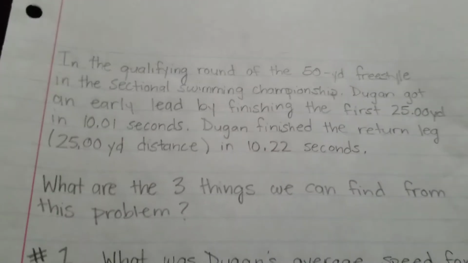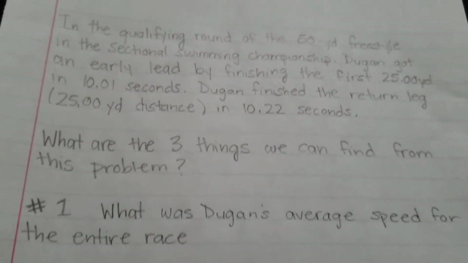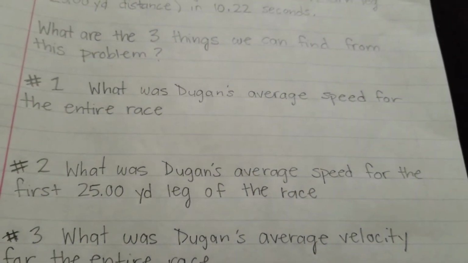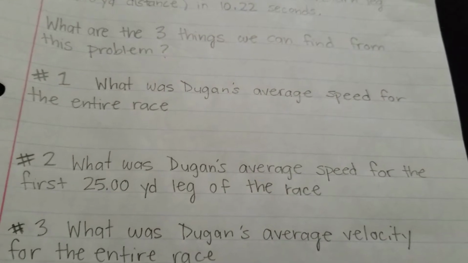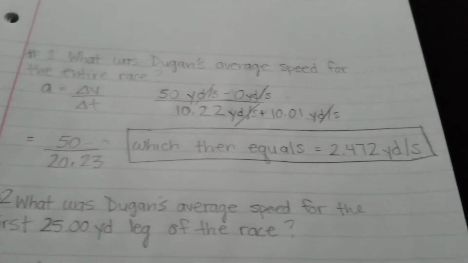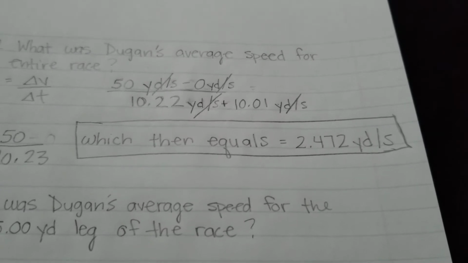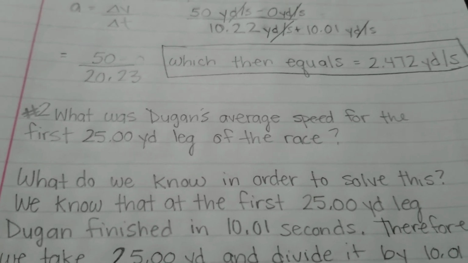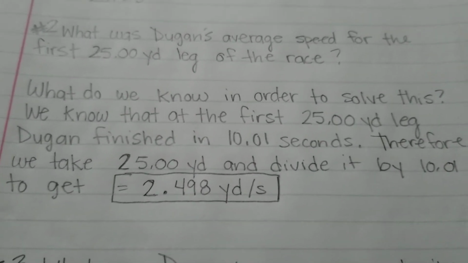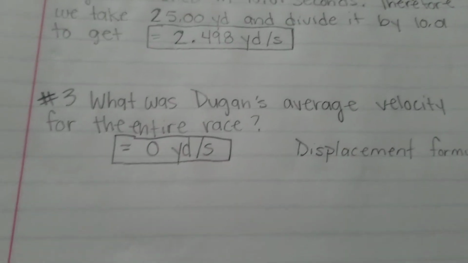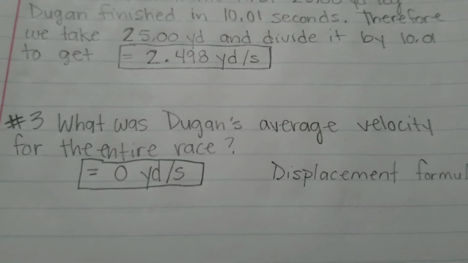So therefore, from the three things that we learned, we were able to find his average speed for the entire race, what was Dugan's average speed for the first 25-yard leg of the race, and what Dugan's average velocity was. And therefore, then again, our answers for number one, we got 2.472 yards per second for his average speed for the entire race. For question two, we got 2.498 yards per second for the first 25-yard leg of the race. And for question three, what his average velocity was, we get 0 yards per second.